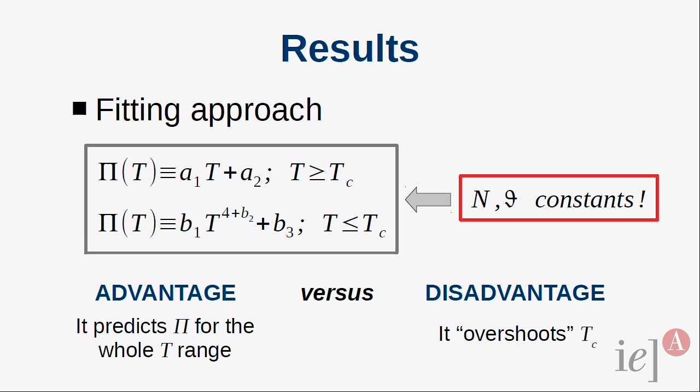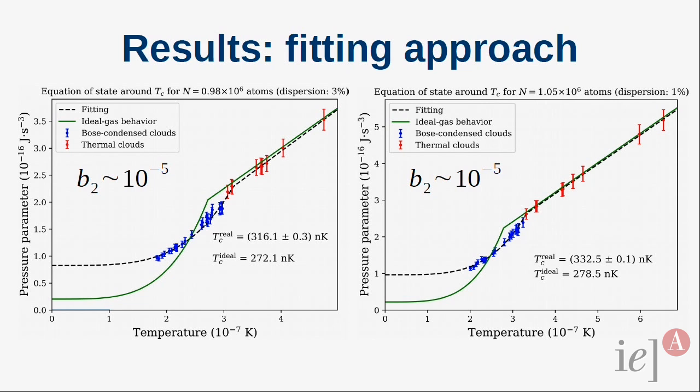So now, this is the equation of state plotted for two different numbers of atoms. They are very close, but you see here the dispersion in this case is 3%, and in this case is 1%.